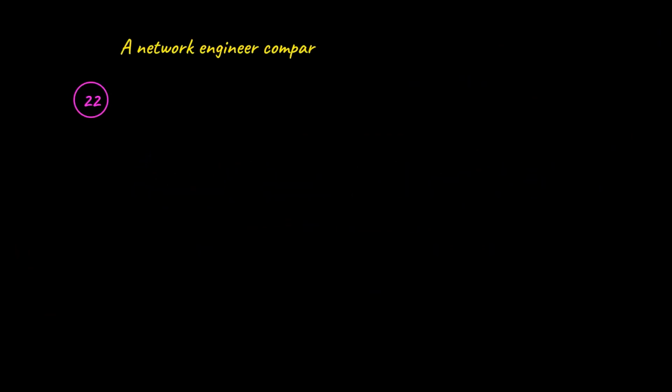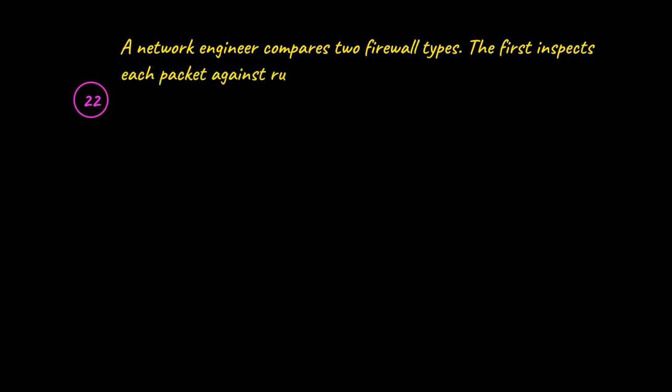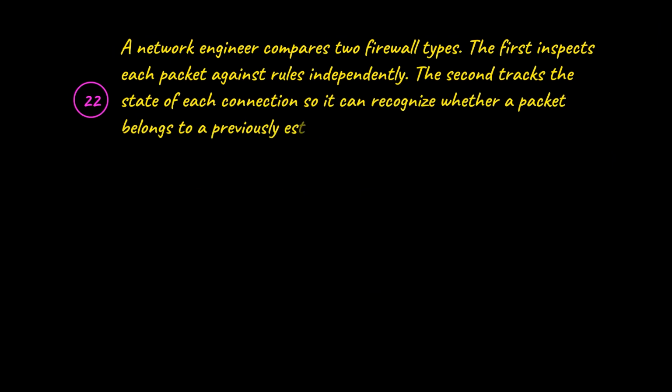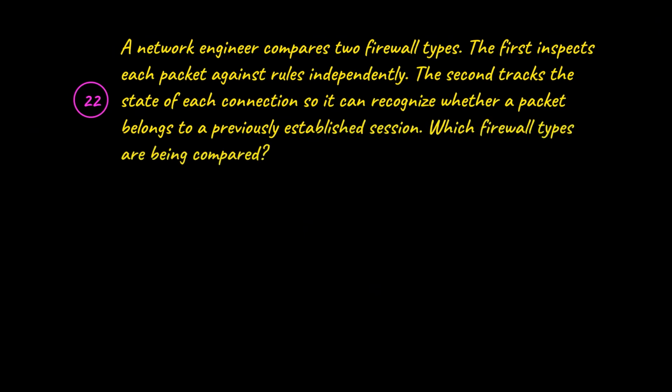Question 22. A network engineer compares two firewall types. The first inspects each packet against rules independently. The second tracks the state of each connection, so it can recognize whether a packet belongs to a previously established session. Which firewall types are being compared?